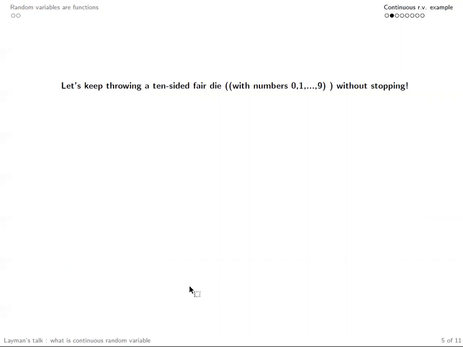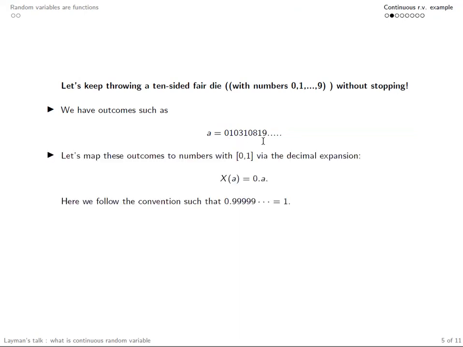Let's keep throwing a 10-sided fair die, with numbers 0 to 9 on each side, without stopping. So it's not hard to guess that we would have outcomes such as a non-stopping sequence, with each digit either equal to 0, 1, 2, until 9. Let's consider this map, this function. Let's map these outcomes to numbers within 0 and 1 using the decimal expression, so this random variable X would map an arbitrary outcome, for example a here, to point A.